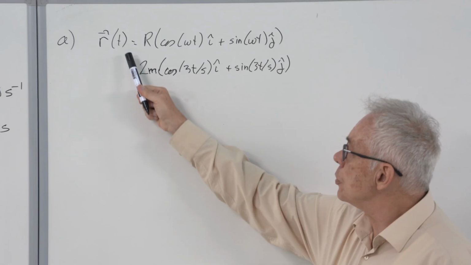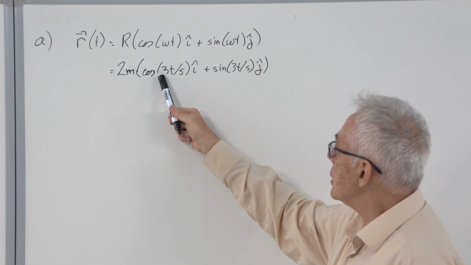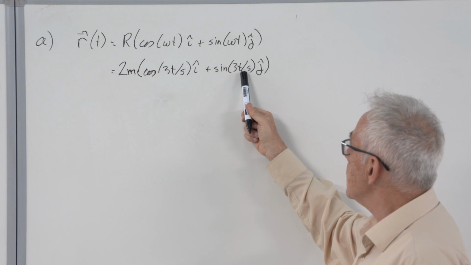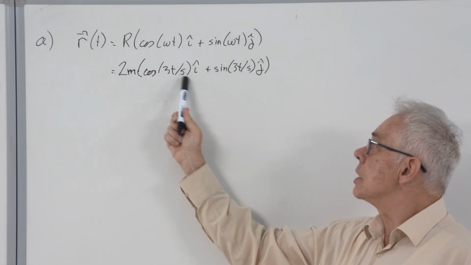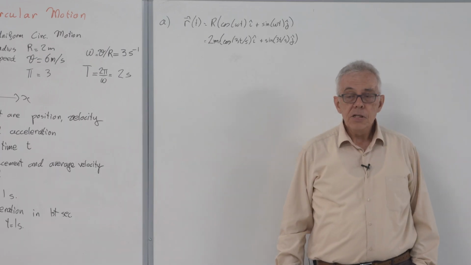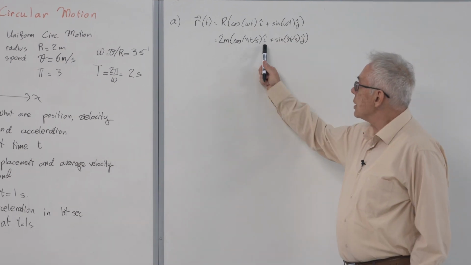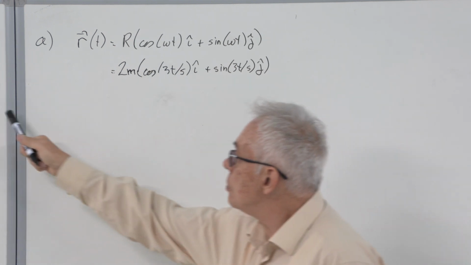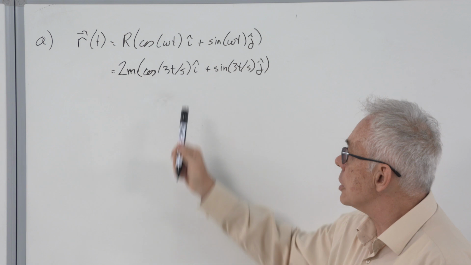And putting in the numbers, we get 2 meters times cosine 3t per second i plus sine 3t per second j. Please note this second here. The time is in seconds, so we have to divide it by second to get a dimensionless number. And omega is 3 per second, so 3 per second times time is dimensionless.